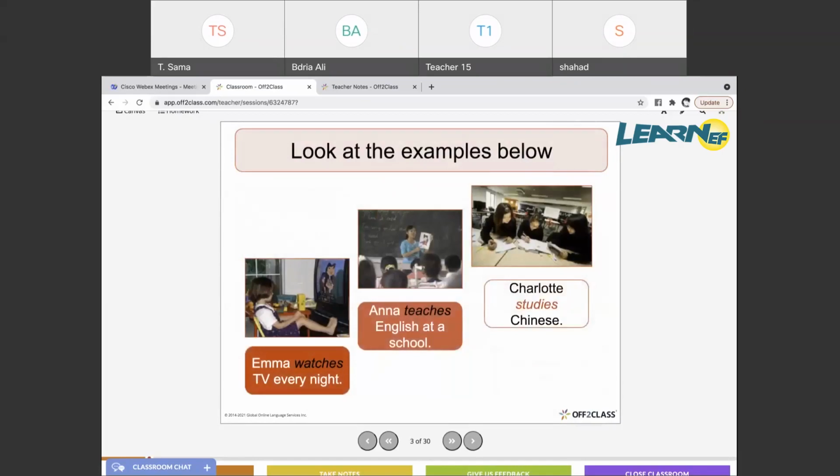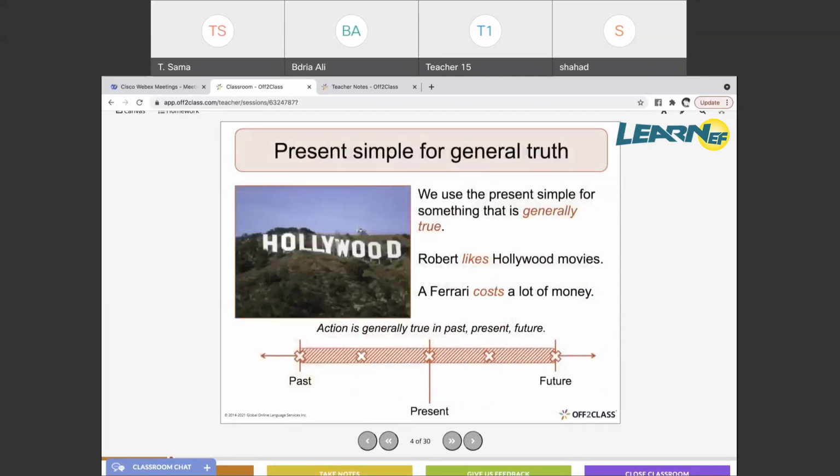Shahid, I want you to read those examples, هدول examples. Go ahead and read the 3 of them. Watches TV every night. Anna teaches English at a school. Charlotte studies Chinese. Good.